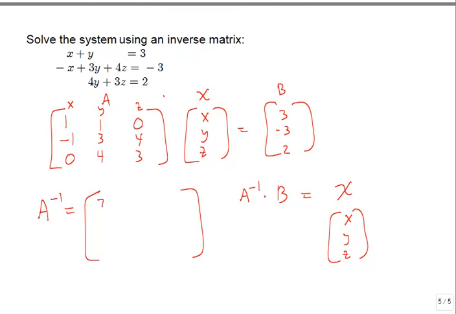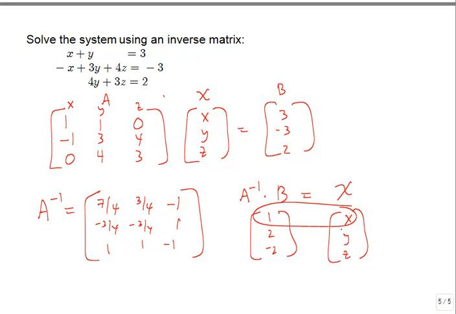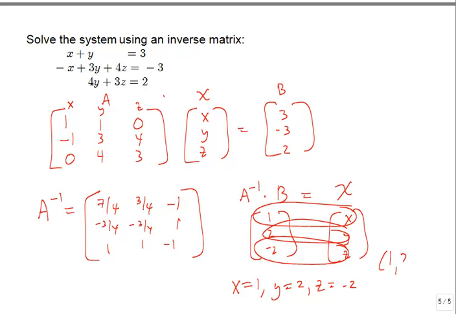Okay, so just for reference, the inverse matrix A was 7/4, 3/4, -1, -3/4, -3/4, 1, and then 1, 1, -1. And when we multiplied that by B, we got 1, 2, -2. So that means X is 1, Y is 2, and Z is -2. So our solution is 1, 2, -2.